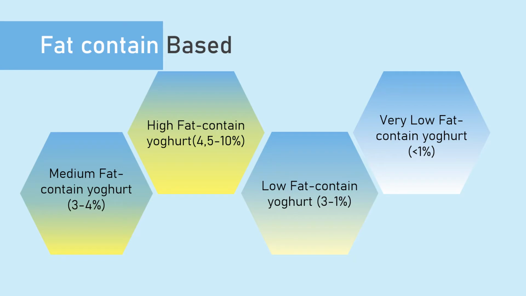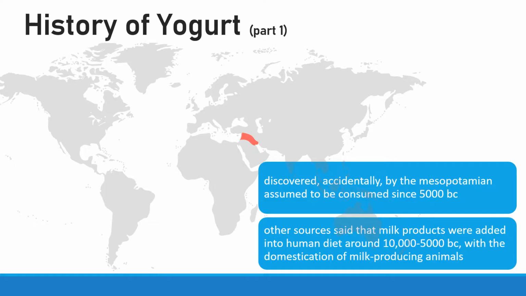From the fat content, there are four types of yogurt. The first one is high fat content yogurt, which has 4.5 to 10% fat. The second one is medium fat content yogurt, which has 3 to 4% fat. The third one is low fat content yogurt, which has 1 to 3% fat. And the last one is very low fat content yogurt, which has lower than 1% fat.